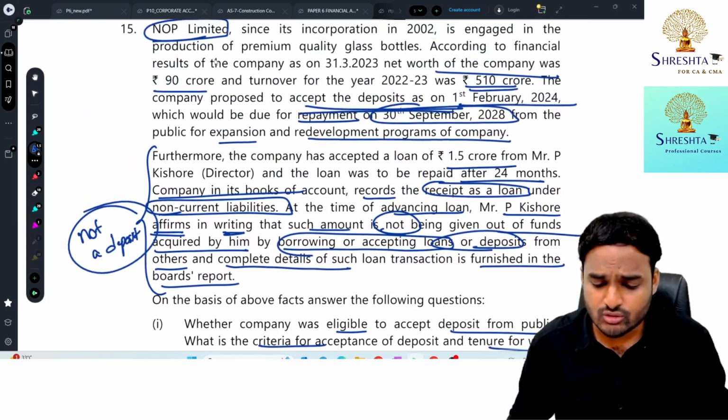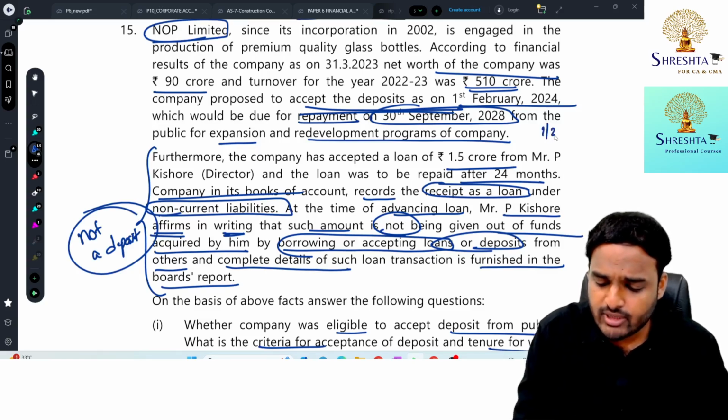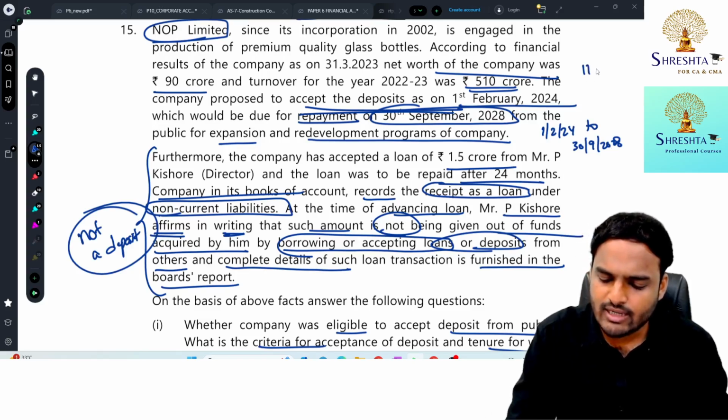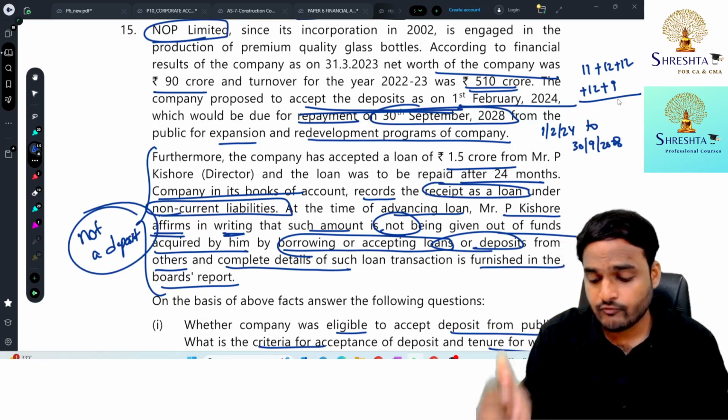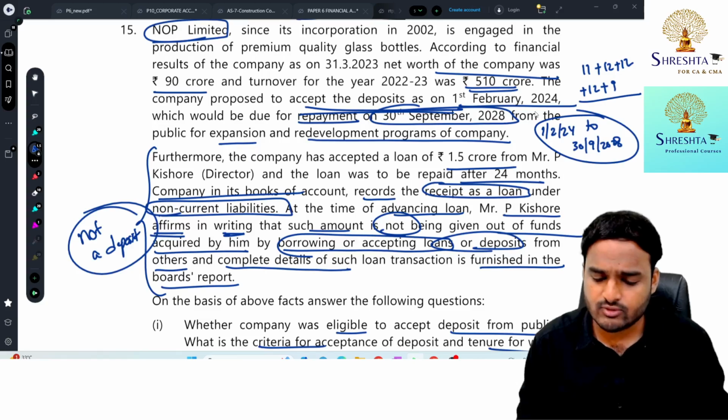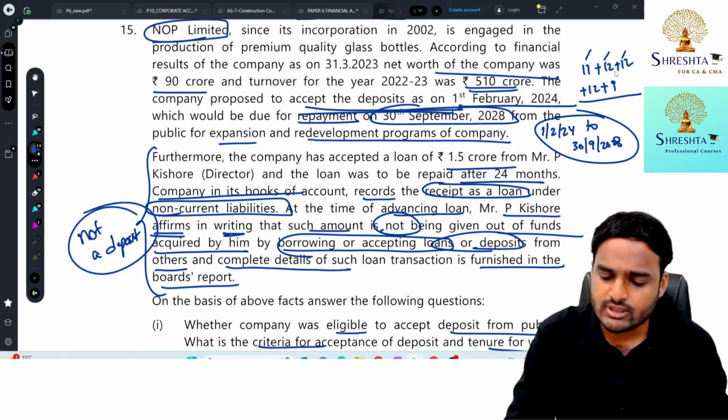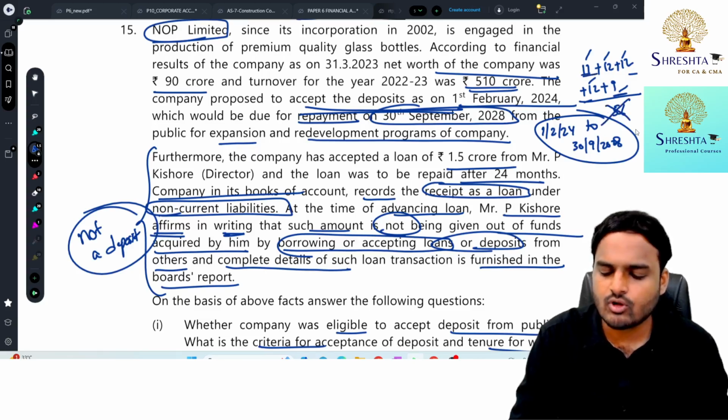So the company decided the tenure. What is the tenure? 1st February 2024 to 30th September 2028. So 2024, 11 months; 2025, 12; 2026, 12; 2027, 12; and 2028, 9 months. That is 56 months in total. The duration is 56 months, not possible.